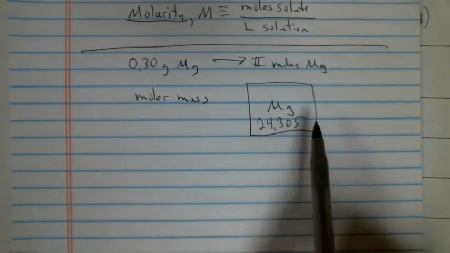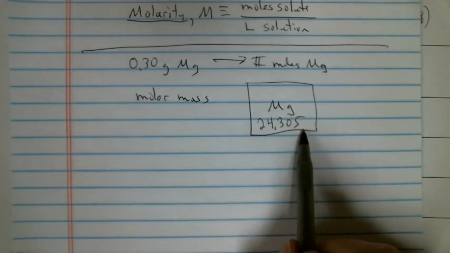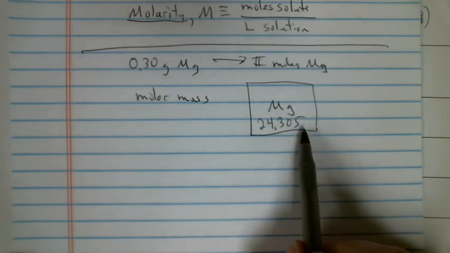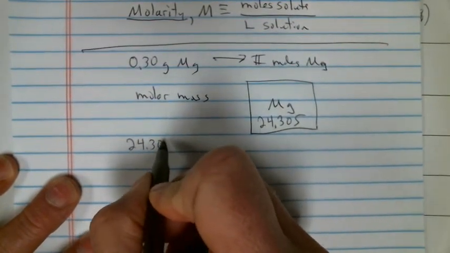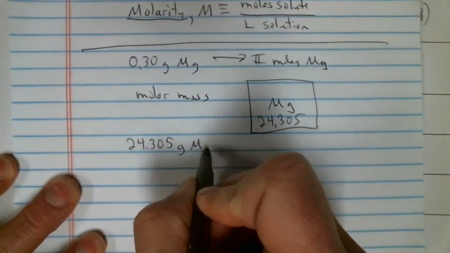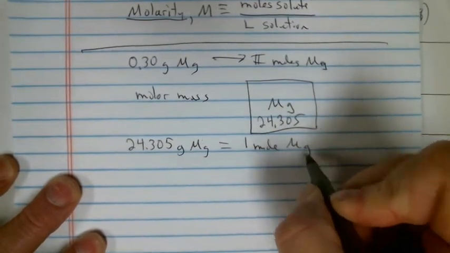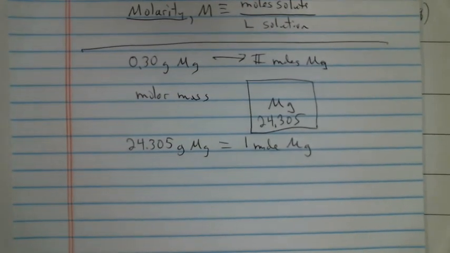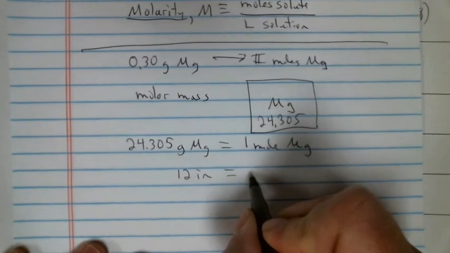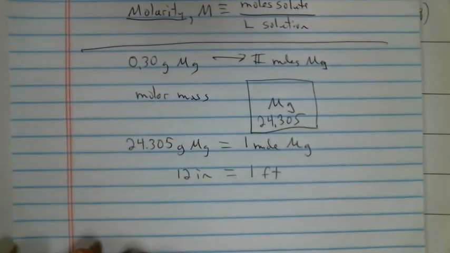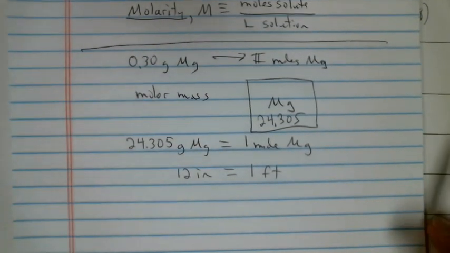That number is the mass of one atom in AMU, and it's the mass of 1 mole in grams. And so from that, we have 24.305 grams of magnesium is equal to the same amount as 1 mole of magnesium. And that's our conversion factor. This is the exact same thing, same conversion as 12 inches equals 1 foot, right? It's no more difficult than that. And with practice, you can definitely do it.